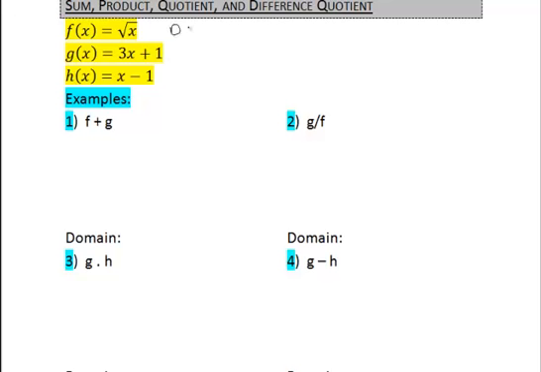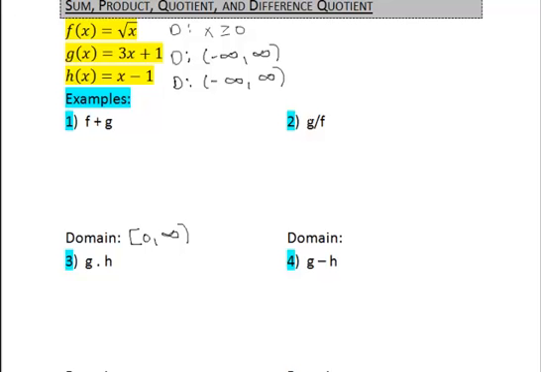So the domain of the first one, remember that you can't have a negative under a square root, so x must be greater than or equal to 0. For g, the domain will be all real numbers. And for h, the domain is all real numbers. So f plus g means to find the intersection of this domain and this domain. Intersection is what they have in common. So the domain is going to be 0 to infinity.